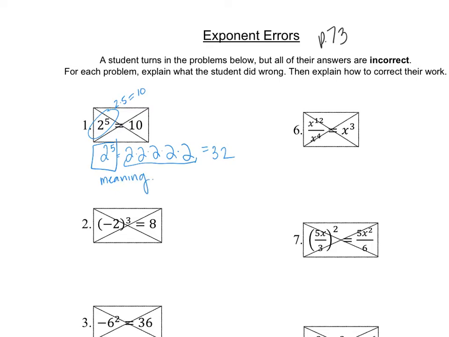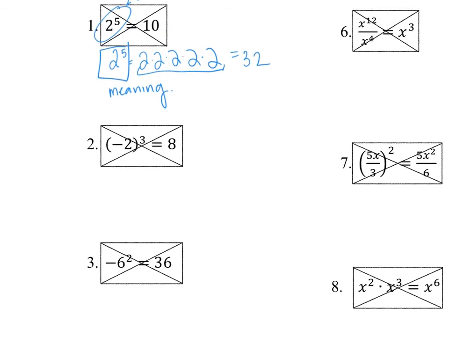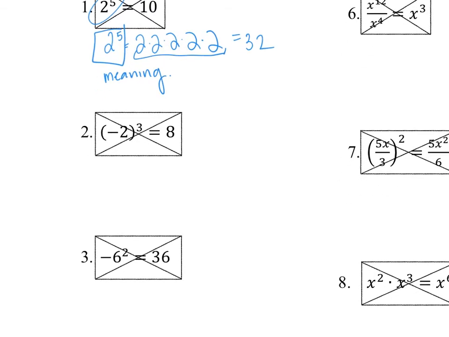When you look at question number 2, they have negative 2 to the 3rd equals 8. So they didn't just do 2 times 3, but they forgot about this negative. So our base here to the 3rd power is negative 2. So we have to write negative 2 times negative 2 times negative 2. But when you have a negative multiplied an odd number of times, it's still negative. So we're going to have negative 8. So their error was that they missed the negative, but you can see that it is needed.